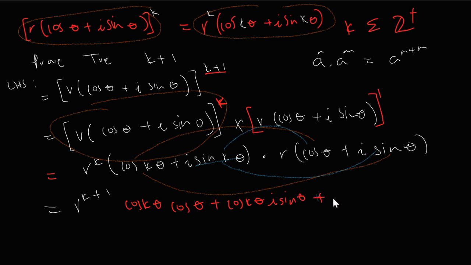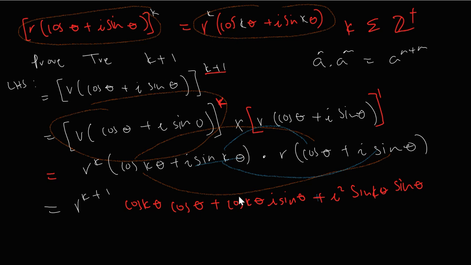plus i squared sine squared. Why? Oh, sine. Okay. This one is not squared because it's not the same. This one is k. I didn't see that. Let me just fix that. It's going to be sine k theta, this one and sine theta.